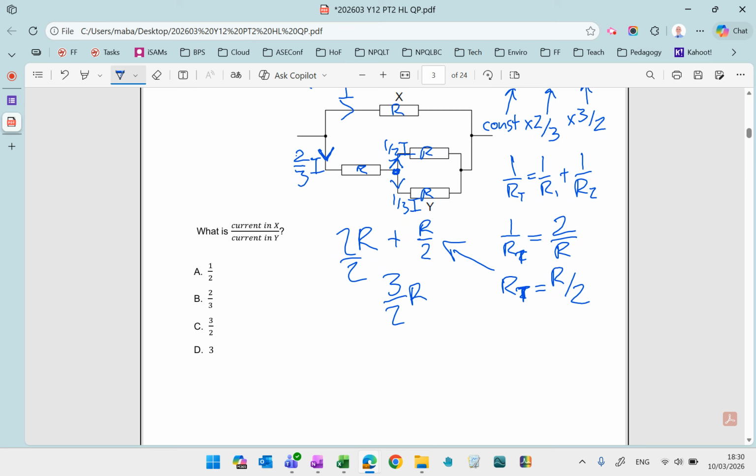So what's the current in X? I'm trying to work out this ratio here. We call the current in X I, and the current in Y is going to be 1/3 of I. So hopefully you can see that the I's cancel out and the 3 comes up to the top, so the answer is D.